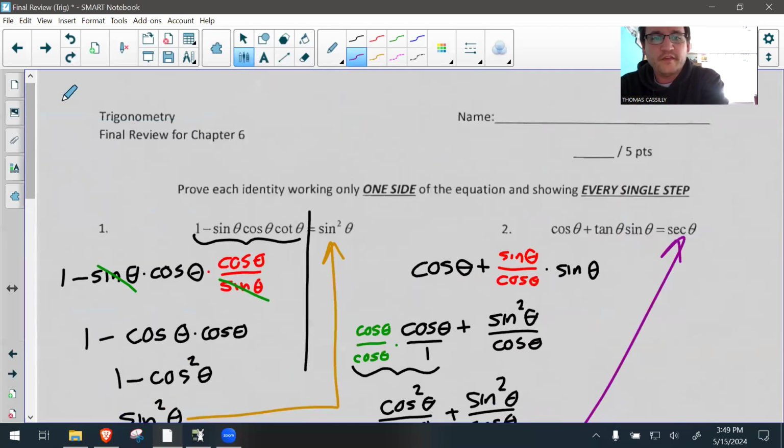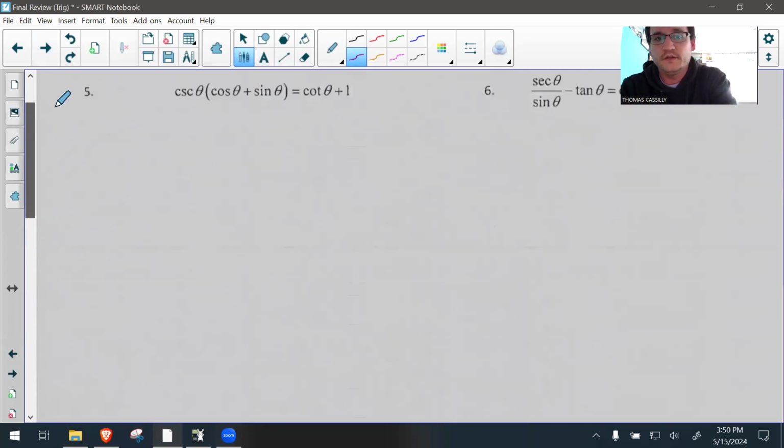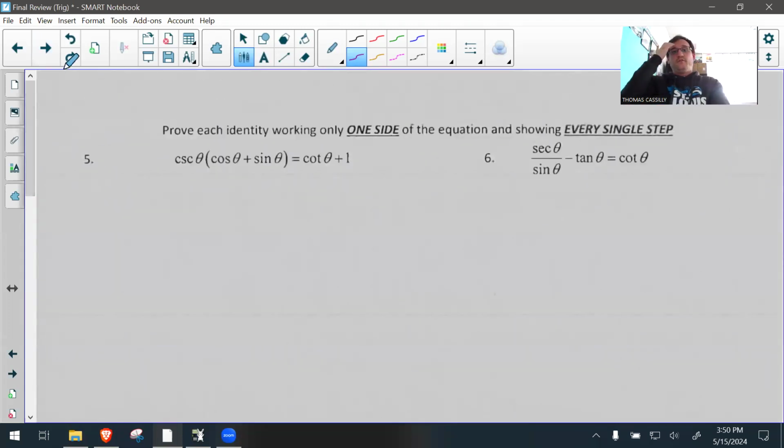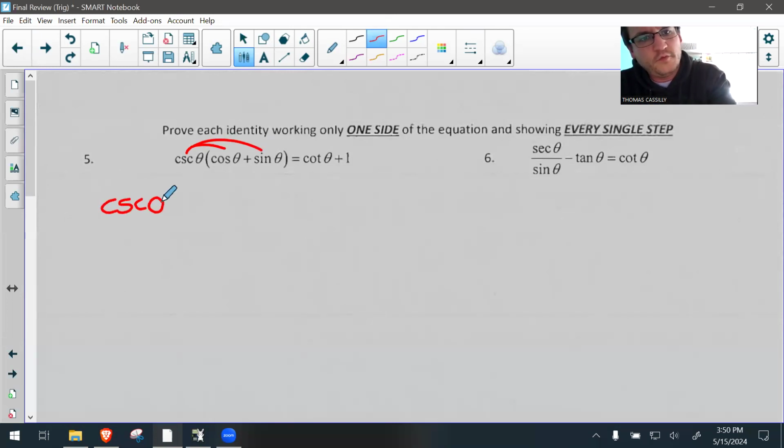So this section can go really quickly, but they can also get pretty complicated. I'm going to guess the ones on the next page are a little bit more complicated. So on this one, what can we do here? I'm going to distribute this cosecant in, right? So we're going to have cosecant of theta times the cosine of theta plus the cosecant of theta times the sine of theta.